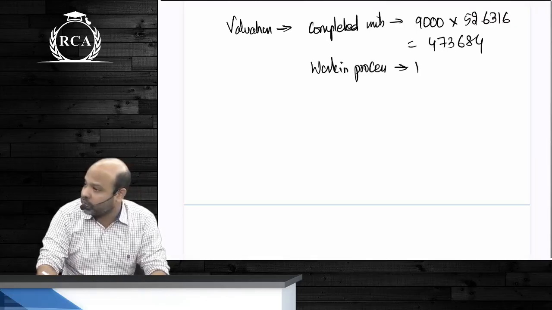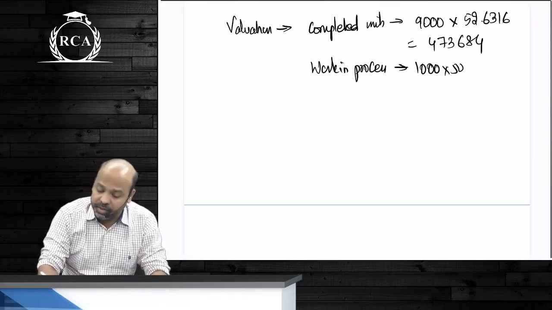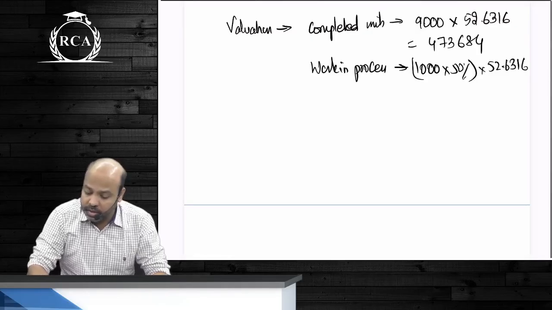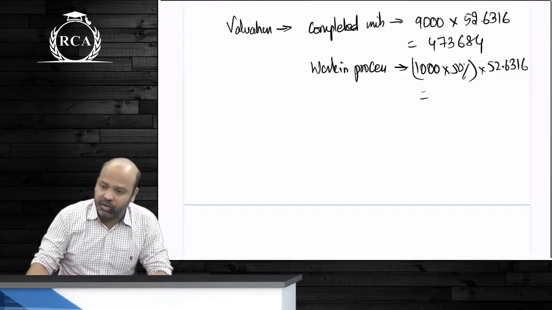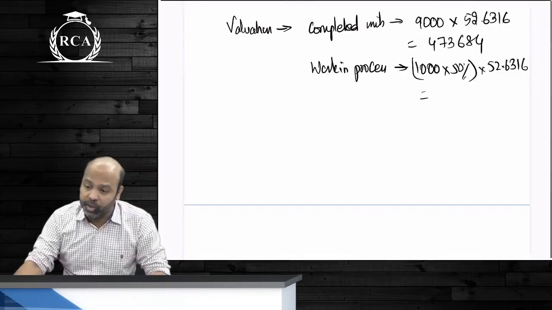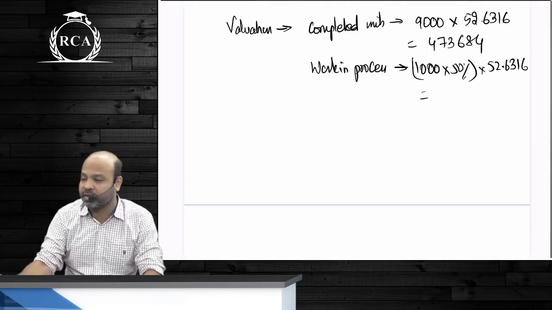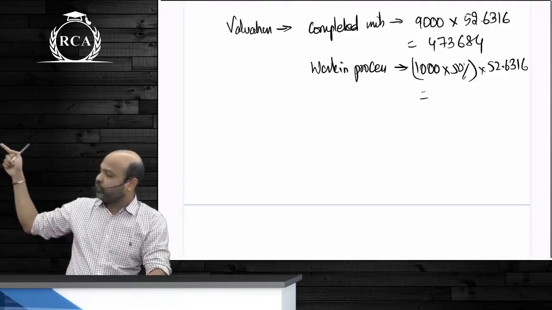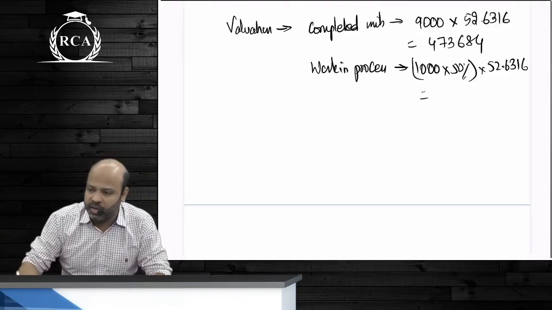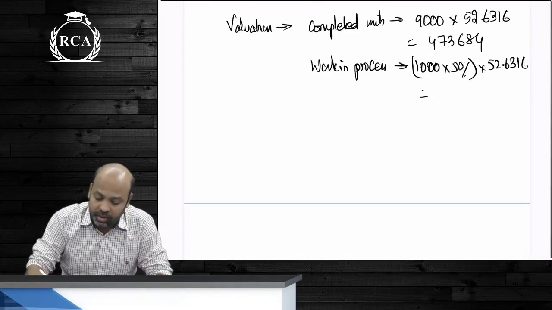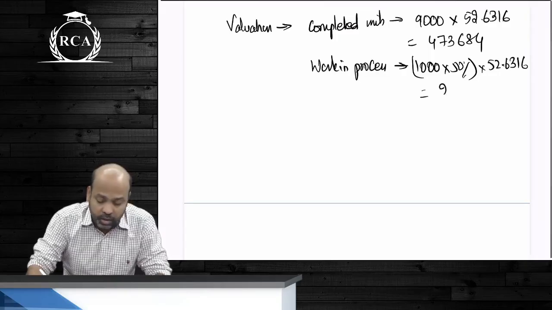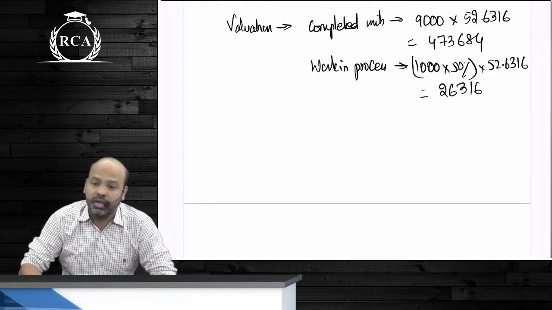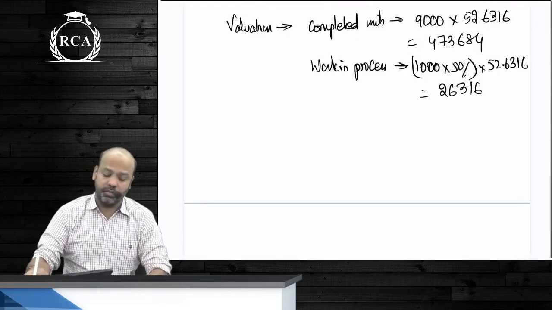तुम लोग क्या लिखोगे बेटा? 1000 units 50% complete, 52.6316. समझ में आ रहा है ये बेटा? रियल लाइफ में we do not write 500 into 52.6316. In fact cost per unit is written as 50% of 52.6316. You write 1000 units but you take cost per unit as 50% of 52.6316. That is how you compute it, but one and the same बेटा. ये कितना है? 26,316. 26,316 guys will be your value of work in process.